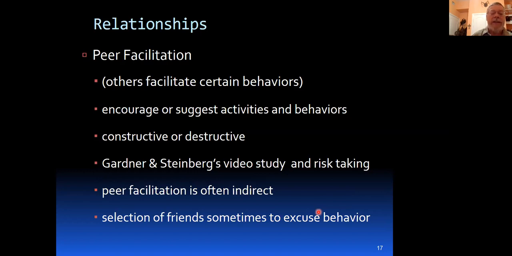Sometimes an adolescent's selection of friends is actually calculated to excuse certain behaviors, to facilitate certain behaviors. Now, I know none of you would ever do that, but as an example, maybe the adolescent who wants to stay out late at night will develop a relationship with friends who stay out late, and then when they come in late and the parent says, why are you coming in so late, they can say, oh, well, those people I went with, they didn't want to come home, and so I didn't have any choice. Notice that facilitates the behavior of staying out late and excuses it, in their mind.